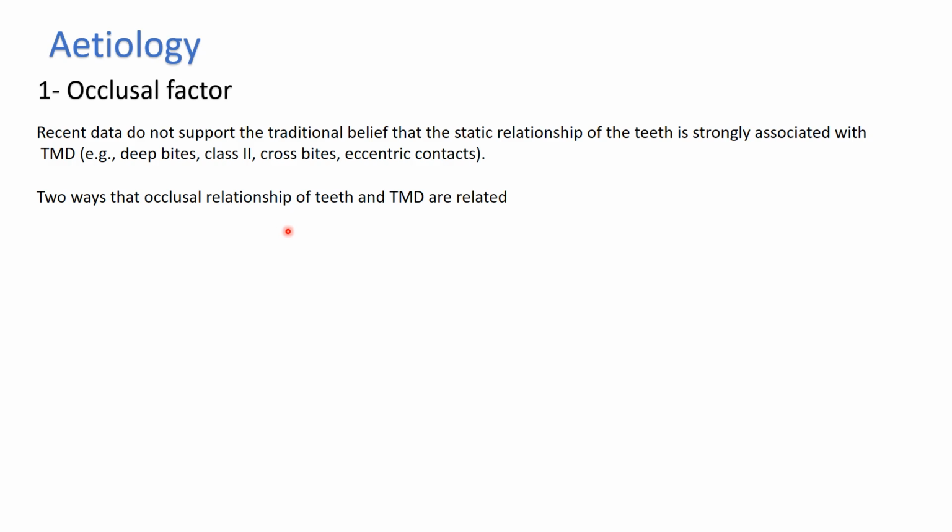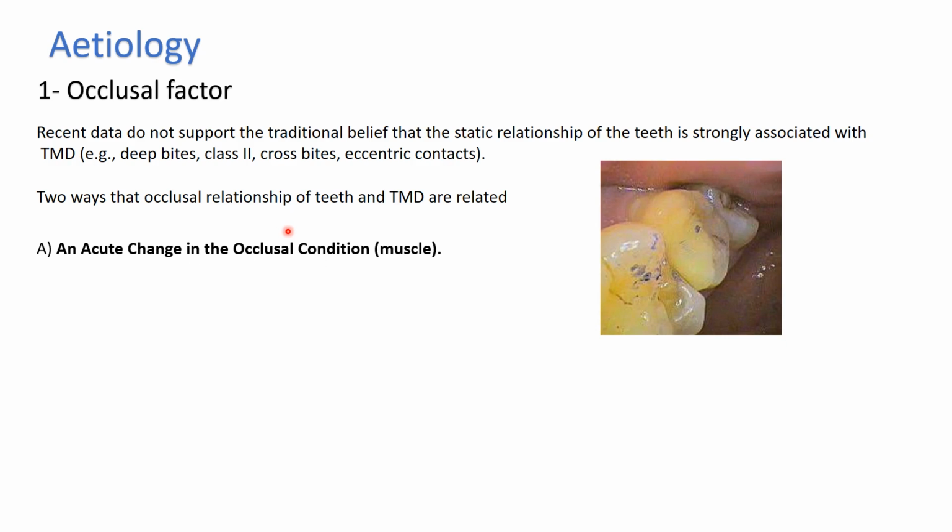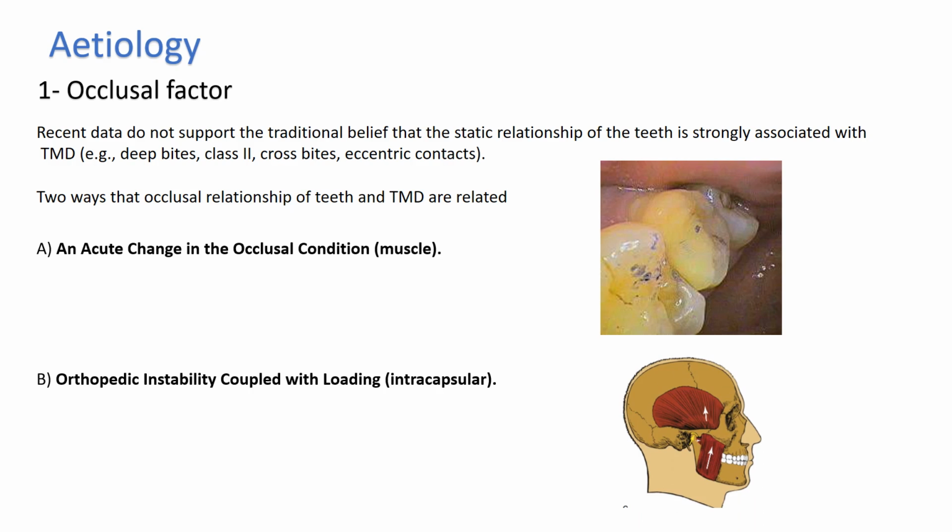There are two ways that the occlusal relationship of teeth and TMDs are related. First is an acute change in the occlusal condition. For example, when you are doing a filling or a crown and you leave a high spot, this will cause muscle discomfort, and eventually it will cause pain. It's a muscular pain that will subside when the high spot is removed, but if the high spot remains, then you will have TMDs.